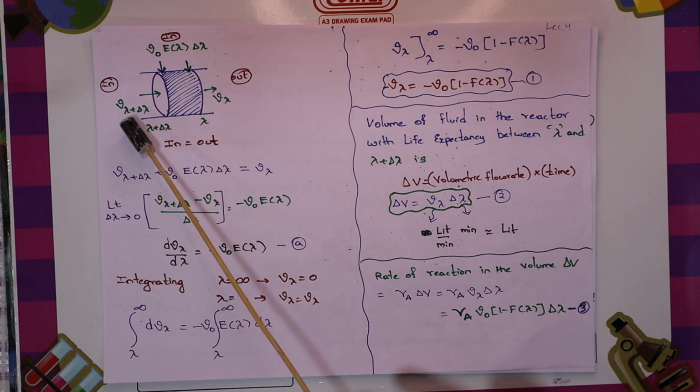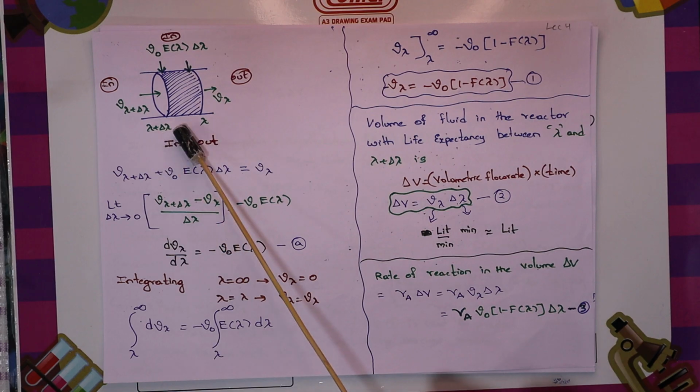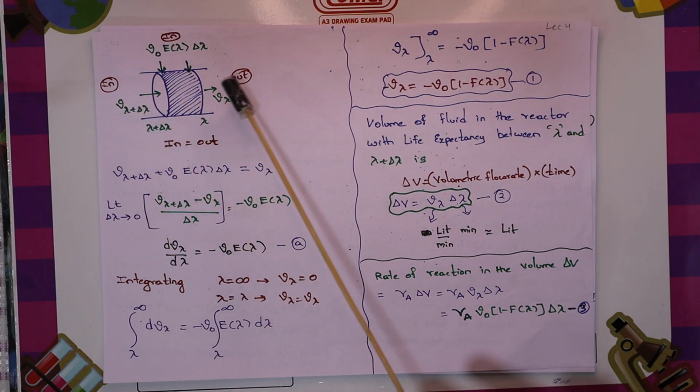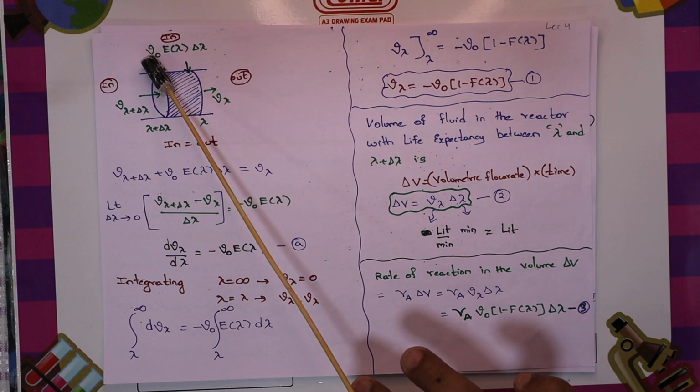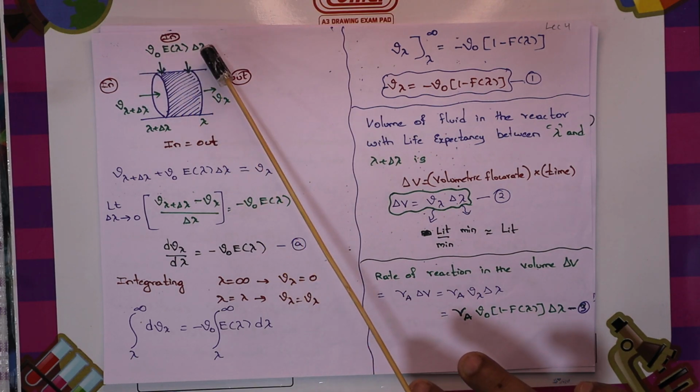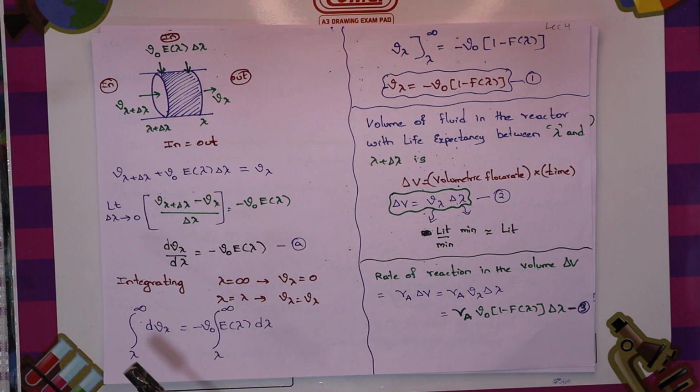Okay, the volumetric flow rate at lambda plus delta lambda is nu at lambda plus delta lambda. Volumetric flow rate exiting at this differential element is nu of lambda. Volumetric flow rate entering from the top is total volumetric flow rate into the fraction of molecules having the life of delta lambda. So if you do the balance, 2 in and 1 out. 2 in is plus, 1 out is minus. So total in equal to out. If you apply the limit delta lambda tends to 0 and make it a differential form, d of nu lambda by d lambda is equal to minus nu 0 into E of lambda.